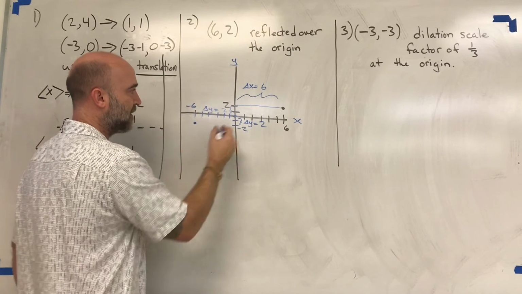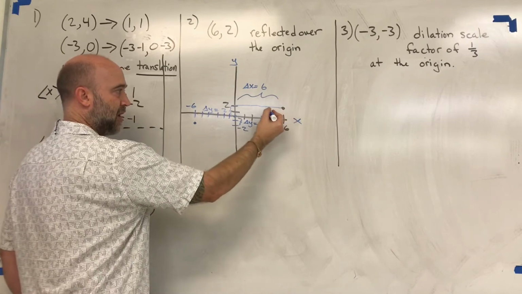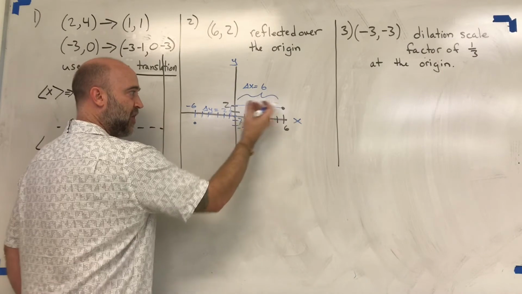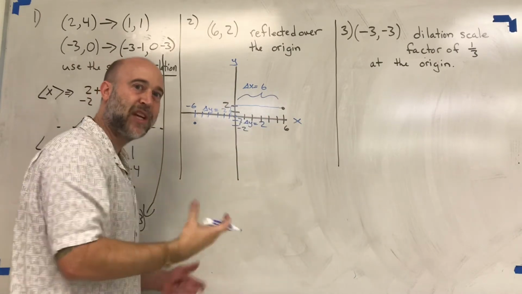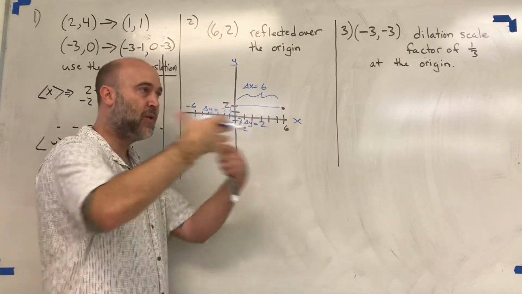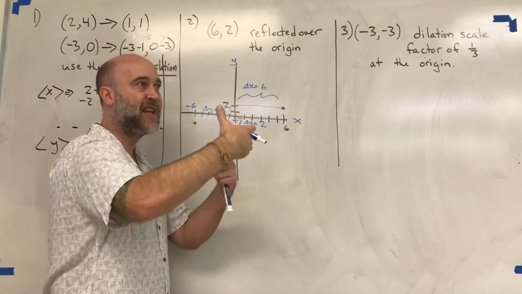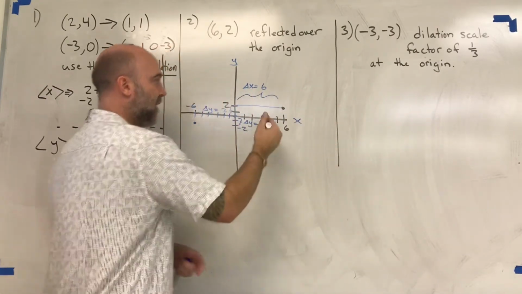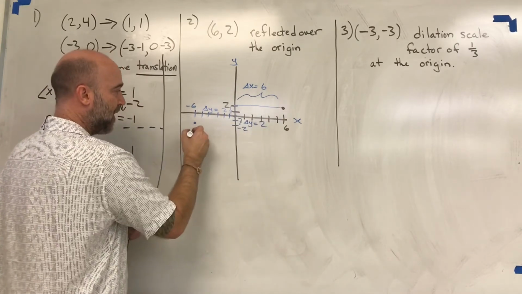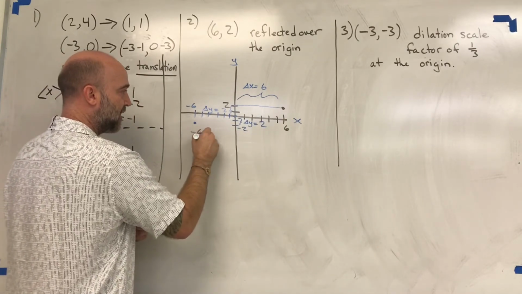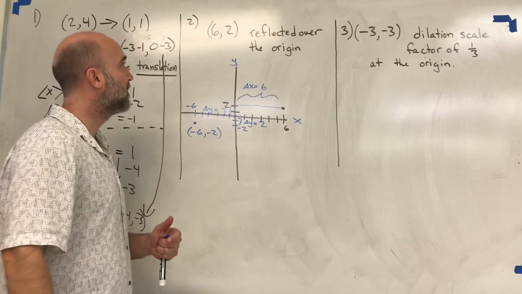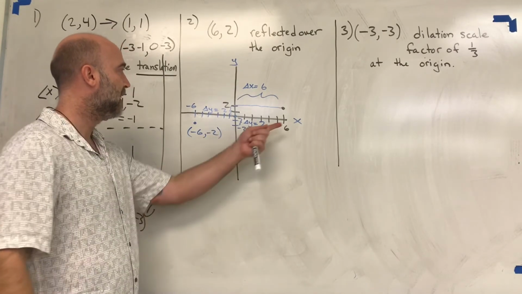At -6. So notice it has that same distance from the origin. And that's kind of key. It's like when you look at yourself in a mirror, you are to the mirror the same distance as your reflection is to the mirror. So what's this point? -6, -2. Reflect 6, 2 over the origin.